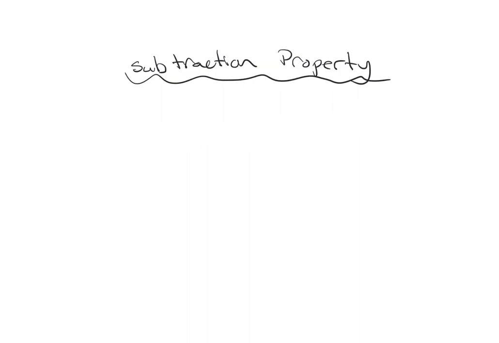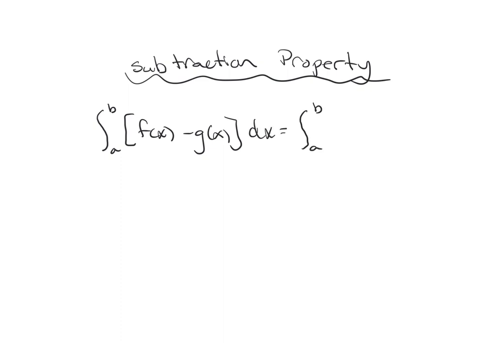And then here's the last property of this video. It's the subtraction property, which you can guess is basically the exact same thing as that addition property. Integral from a to b, and if you're subtracting 2 functions, you could just separate them out. Oops, g of x. Oh, don't forget dx with respect to x.